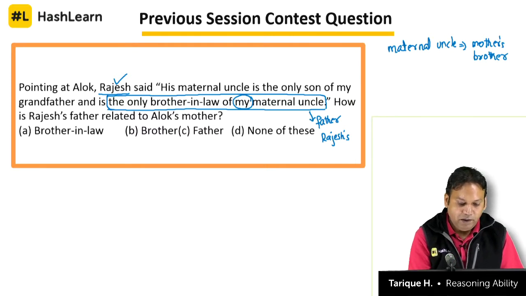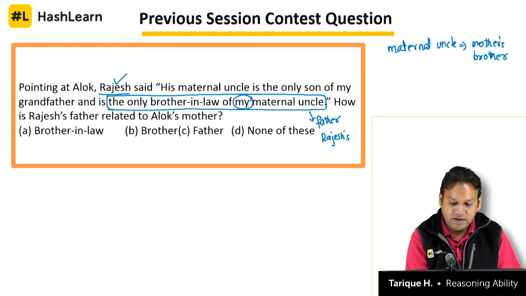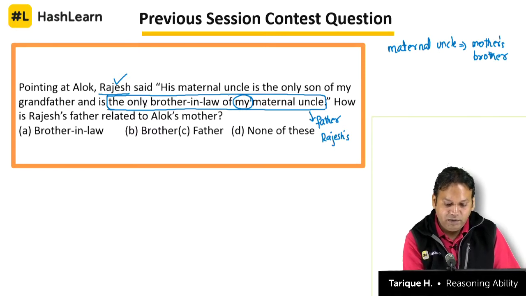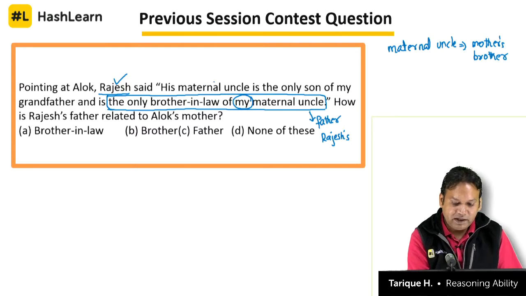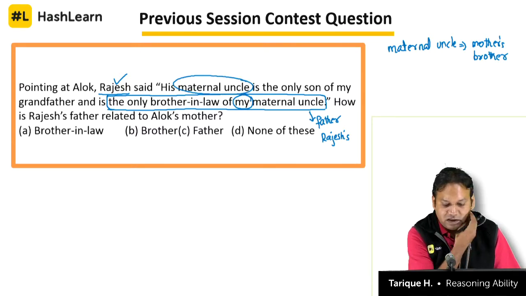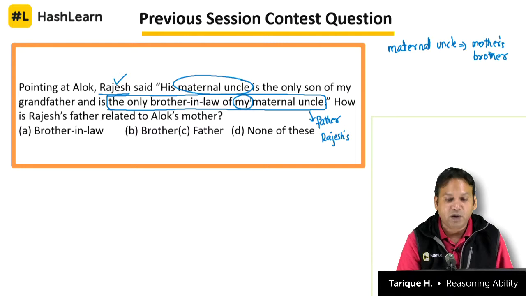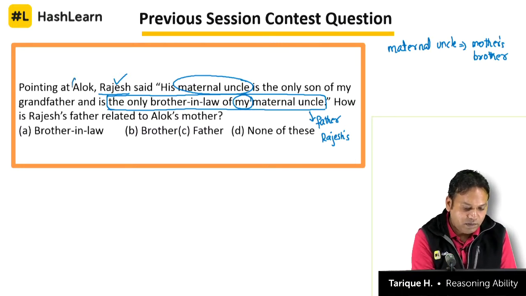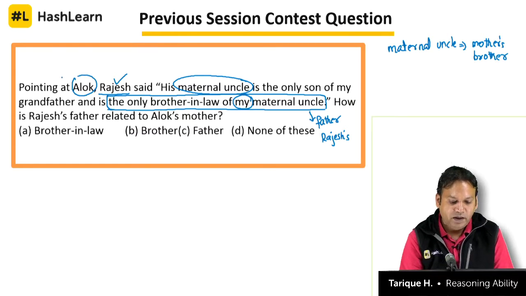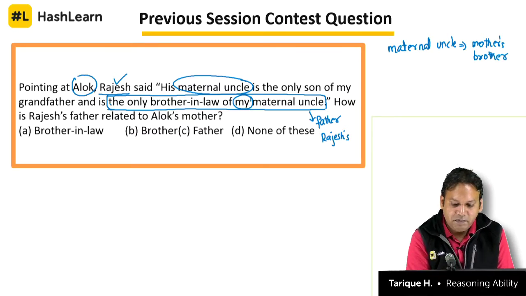Now, let us go back to his maternal uncle is the only son of my grandfather and is the only brother-in-law of his maternal uncle is my father. How is Rajesh's father related to Alok's mother? Right. So, let us look at this, his maternal uncle. Rajesh is pointing to Alok and saying his maternal uncle. So, Alok's mother's brother is my father.